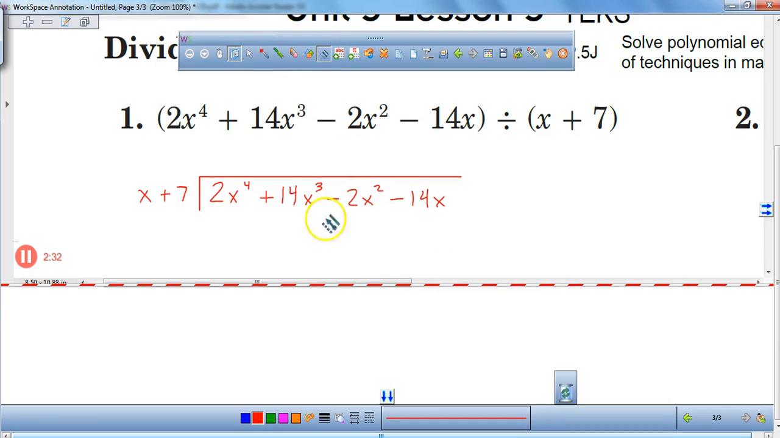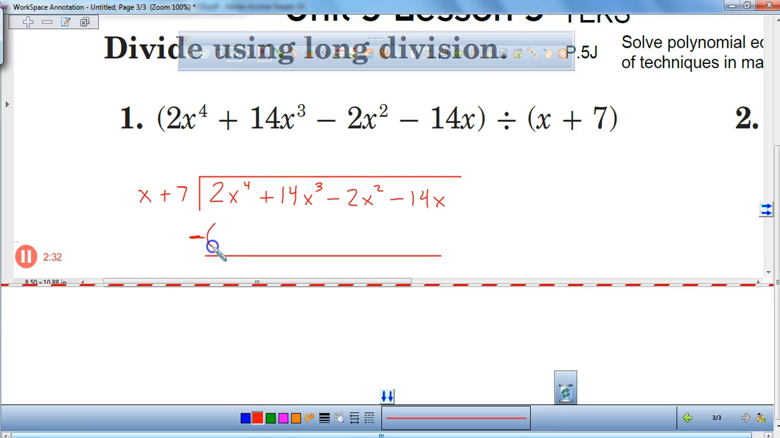Hopefully by me doing this, it'll make sense. Right now, I'm going to put a little line right here. And I want you to understand that what we're going to try to take away is our product. Whatever we multiply up here, we're going to multiply to the x and to the 7, but we're trying to get this 2x to the power of 4 to 0. That's what we're trying to get.